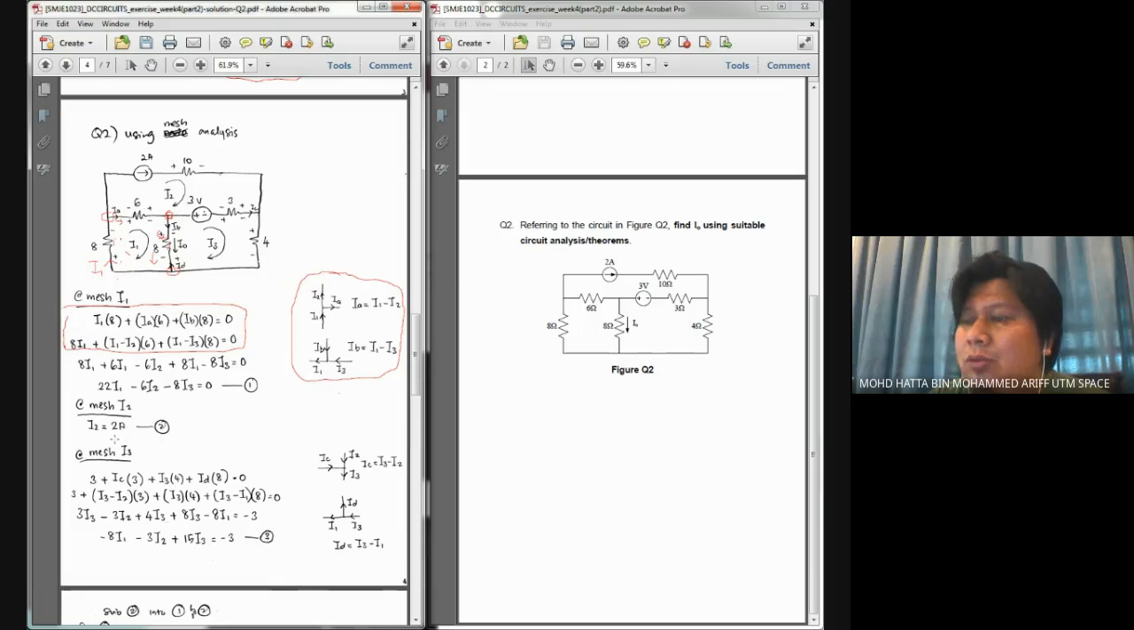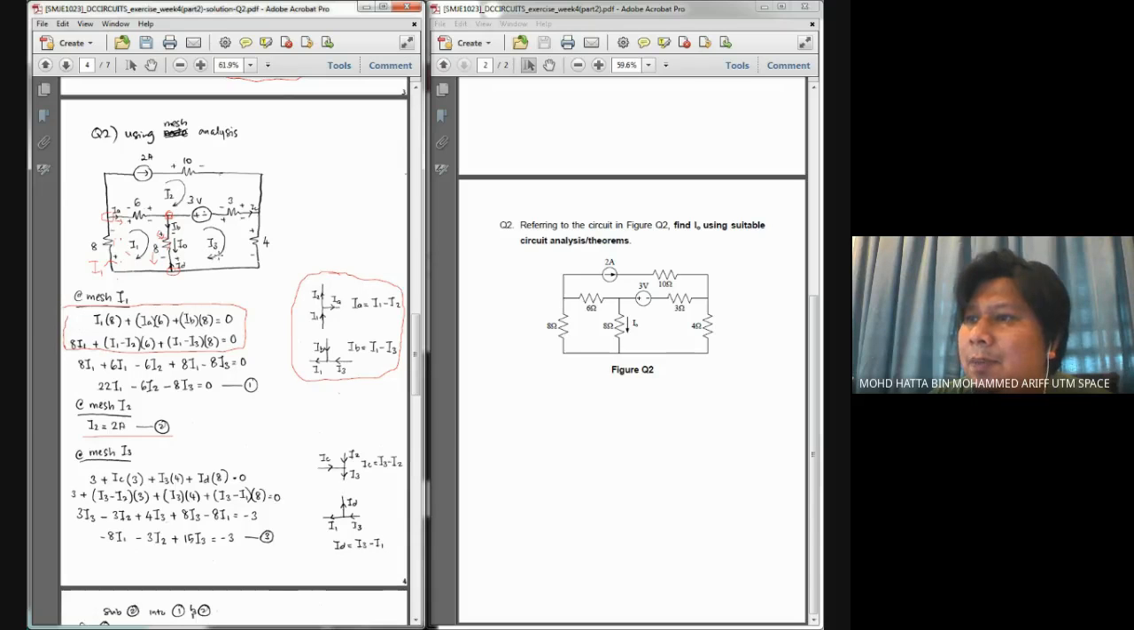for mesh number 2, the current is given by I2, because we have a current source within loop number 2. So definitely I2 is given by 2 ampere. So now we don't have to recalculate or set up the equation using Kirchhoff voltage law. However, for I3, for mesh number 3, you need to set up your Kirchhoff voltage law equation.